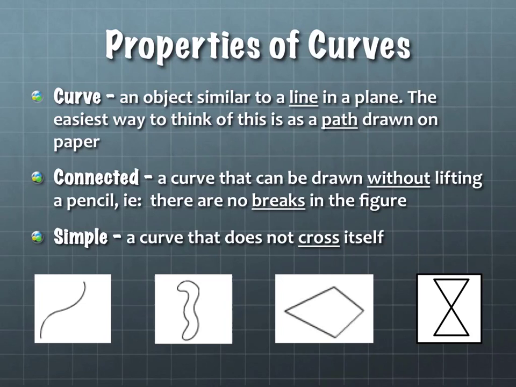So let's talk about what we mean by a curve first. A curve is an object similar to a line in a plane, and the easy way to think of this is a path drawn on paper. So just what you can draw with your pencil on paper. Curve does not mean it has to be curved, okay? A line is a curve. So don't think of it in terms of the descriptions we do.